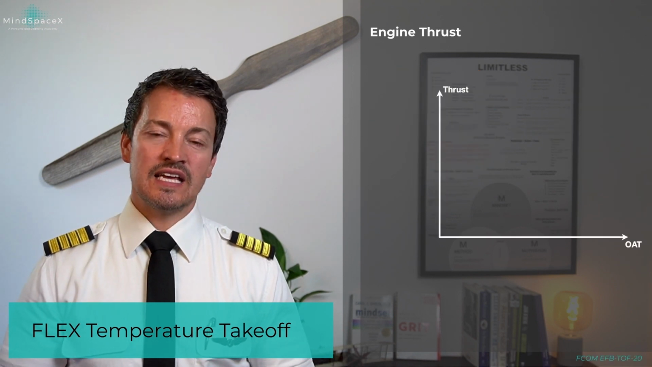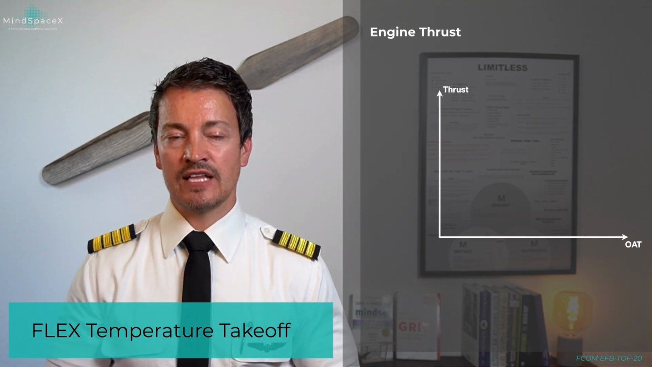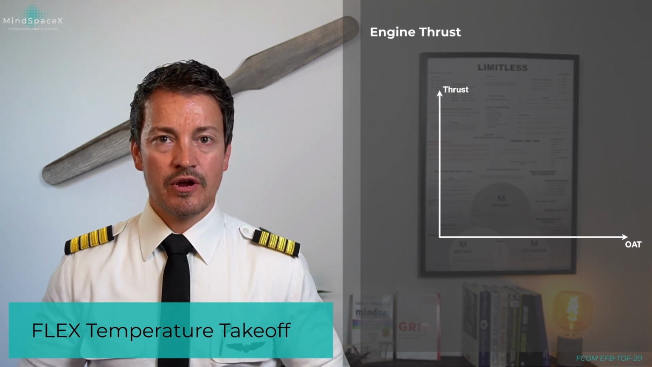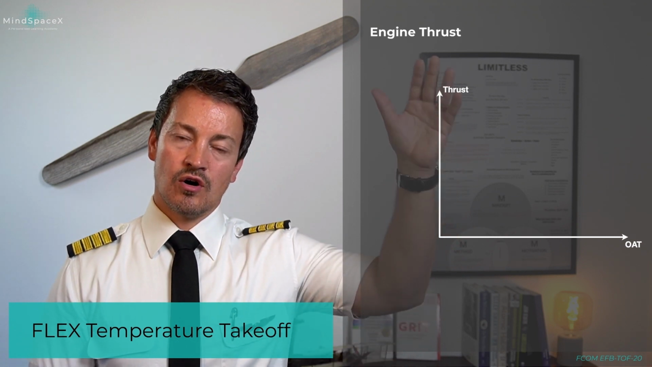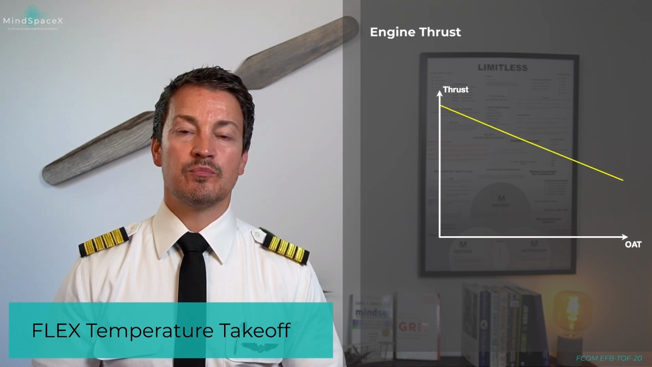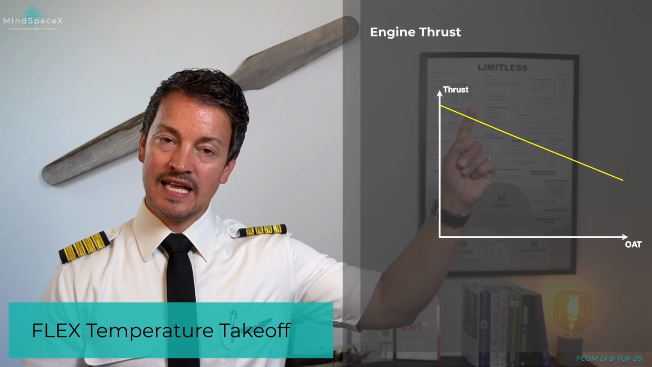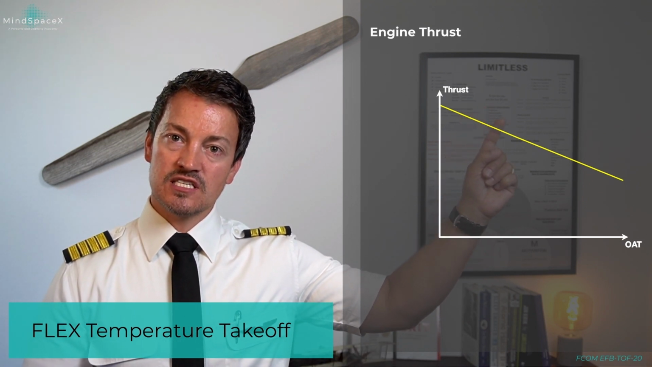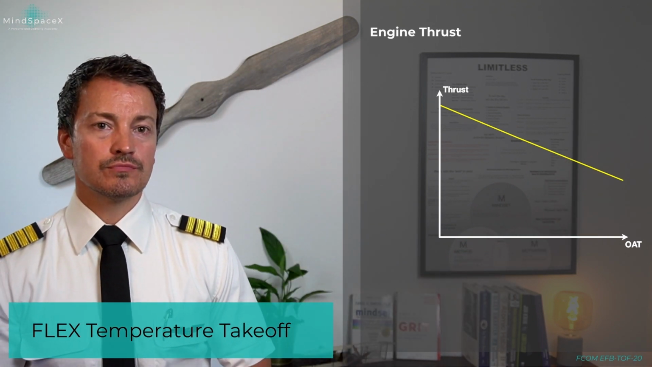Let's take a look at the engine thrust curve here to understand the flexible temperature that I keep referring to and how it relates to the performance. If we take it very basic right here, I have a small graph that has thrust on the vertical axis and outside air temperature on the horizontal axis. I could draw a very simple graph like that and show that performance on the engine, thrust, decreases with an increase in temperature. And isn't that true?